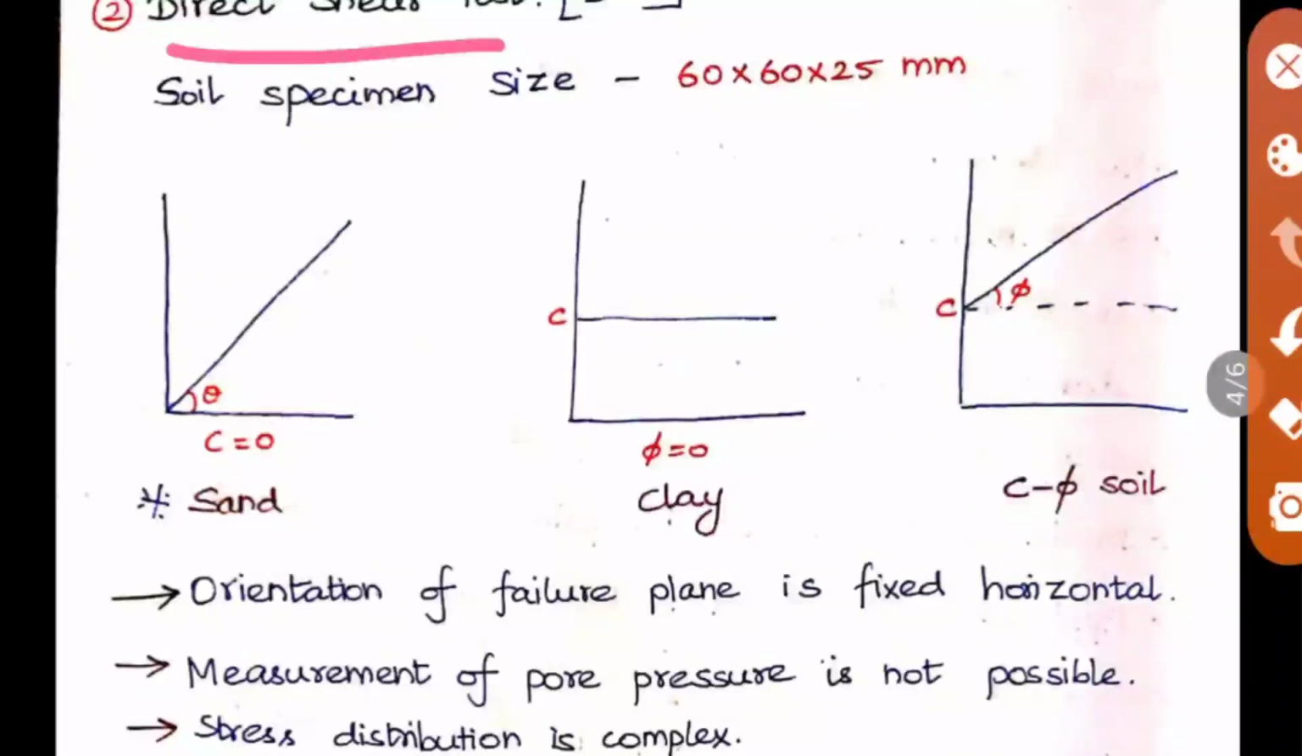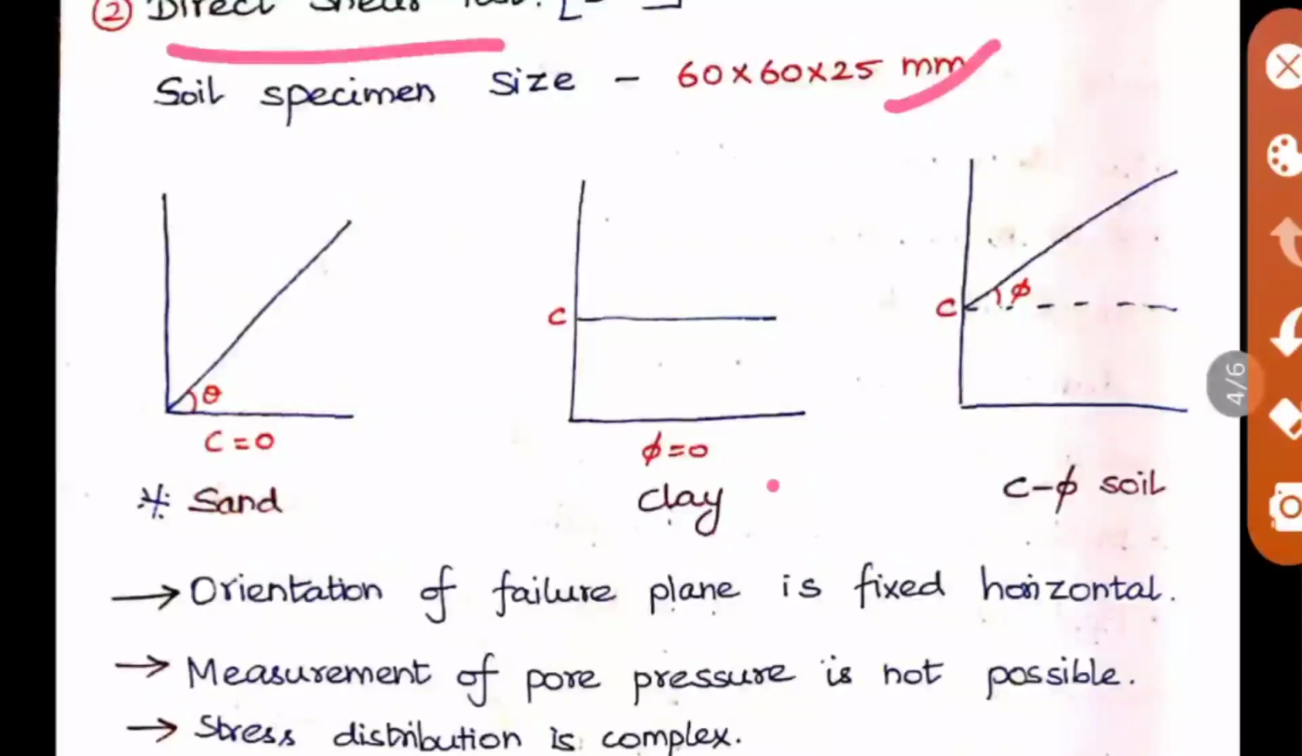Okay. So here this is a two-dimensional test. And the soil specimen size, I told you, the box like structure will be there, so that will be 60 cross 60 with a height of 25 mm. And with respect to this we can find the shear strength. And the diagrams of this stress and strength are given here. So I've already told some soil will be having cohesion alone and some soil will be having zero cohesion.